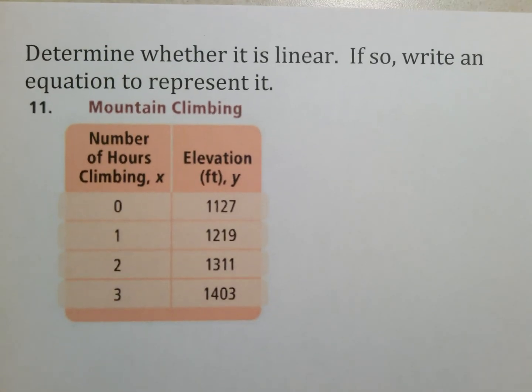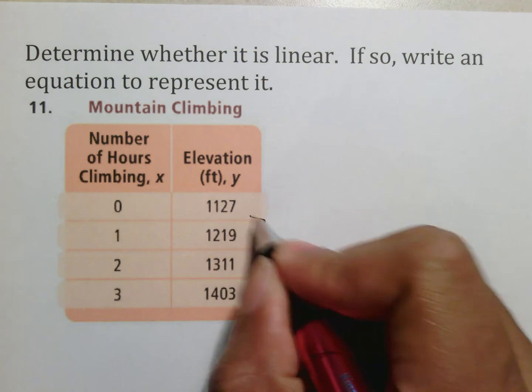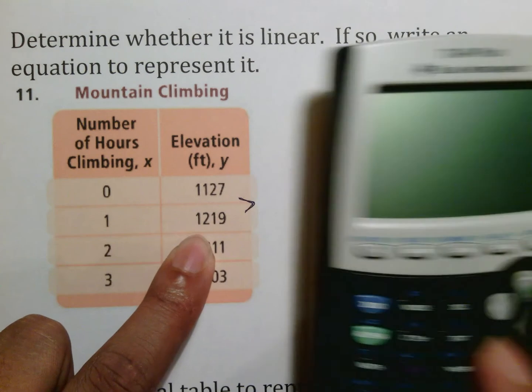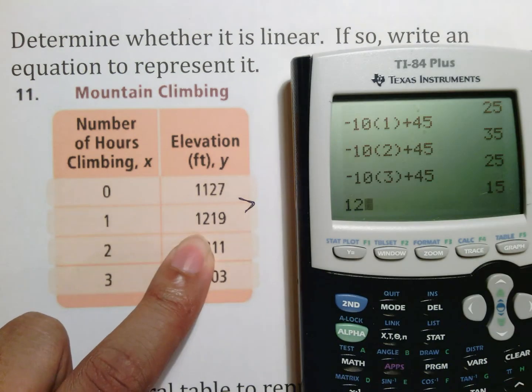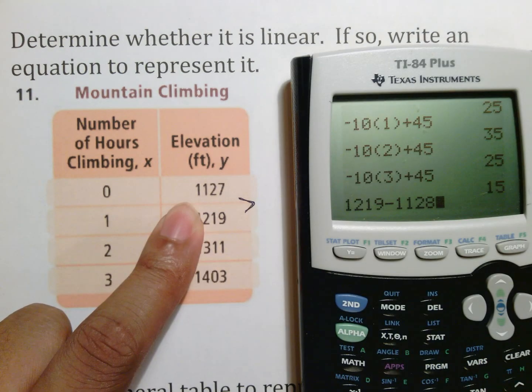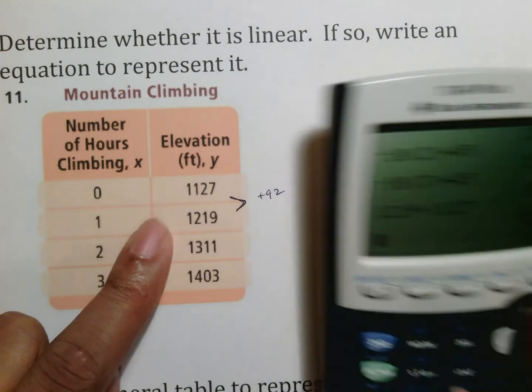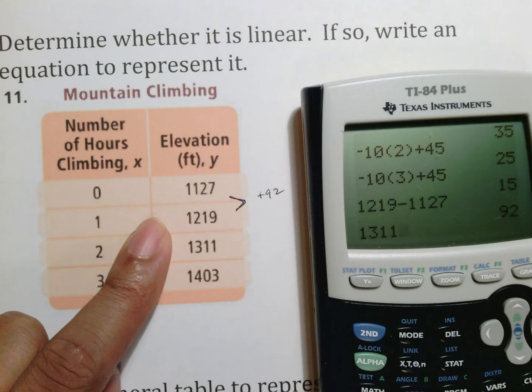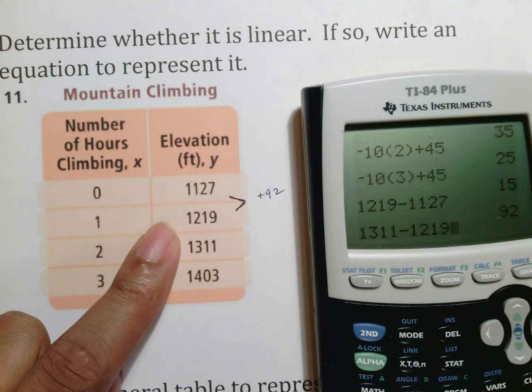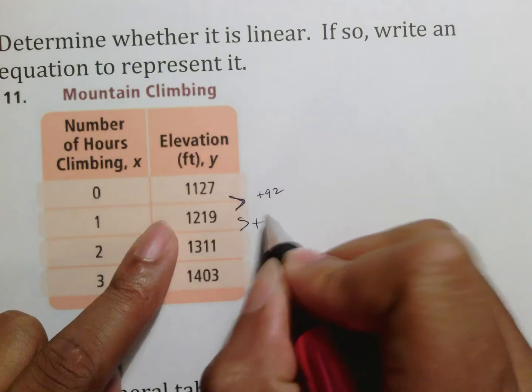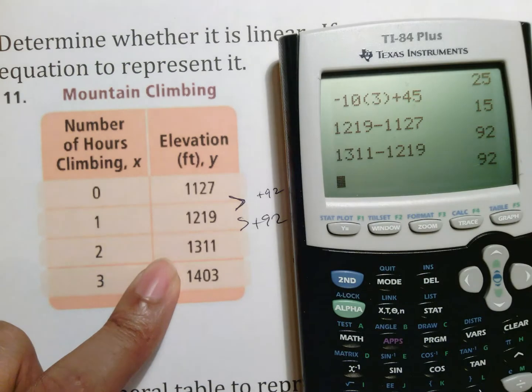11 wants to know whether it's linear, and then it wants an equation to represent it. And so what we will do here is we have to figure out what this difference is. So I'll do 1219 minus 1127. Don't want to do that. And you find out that it's going up by 92. And just to make sure, 1311 minus 1219 gives me 92. And then I hope it's the same.